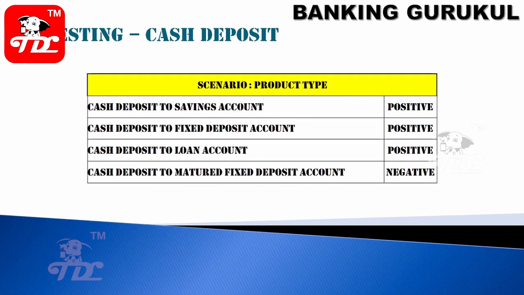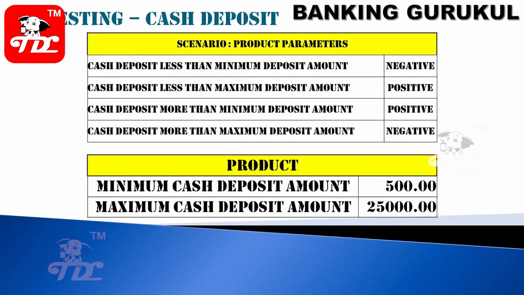If you think cash deposit is small, no, we have a lot of scenarios you can do with cash deposit. Cash deposit to a savings account, positive scenario. Cash deposit to a fixed deposit account, positive scenario. Cash deposit to a loan account, yes, repayment can be received through cash, so this is also a positive scenario. Cash deposit to a matured deposit account is a negative scenario, and cash deposit to a closed account is also a negative scenario.